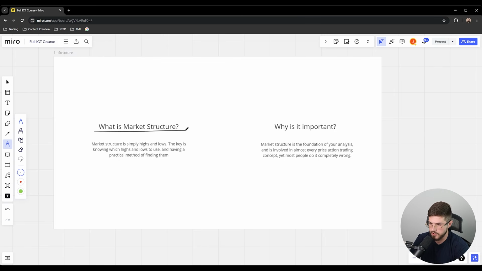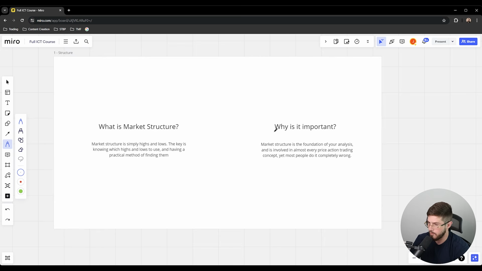So what is market structure? Many of you know this, but it is just highs and lows in the market. Okay. Now, the key is knowing which highs and lows to select and which highs and lows to pay attention to. You have to have a practical method of finding them. Otherwise, you're going to be paying attention to every single high or low on the chart.